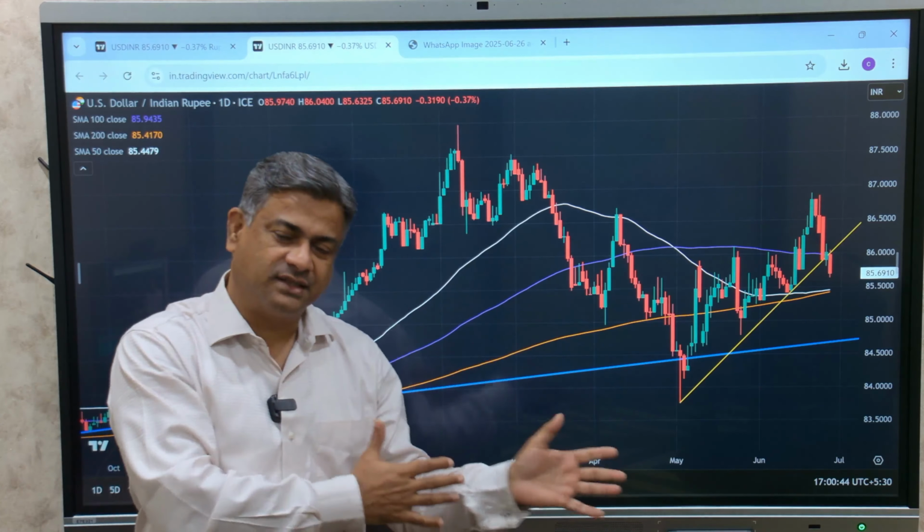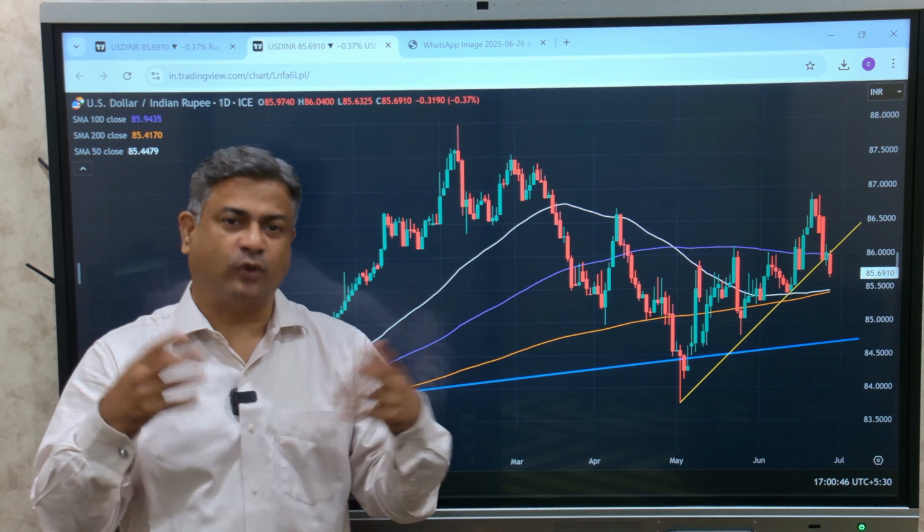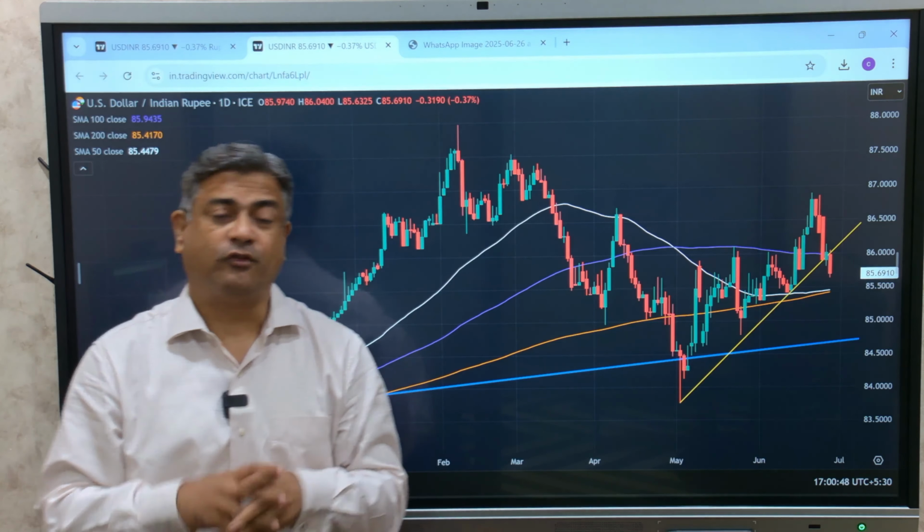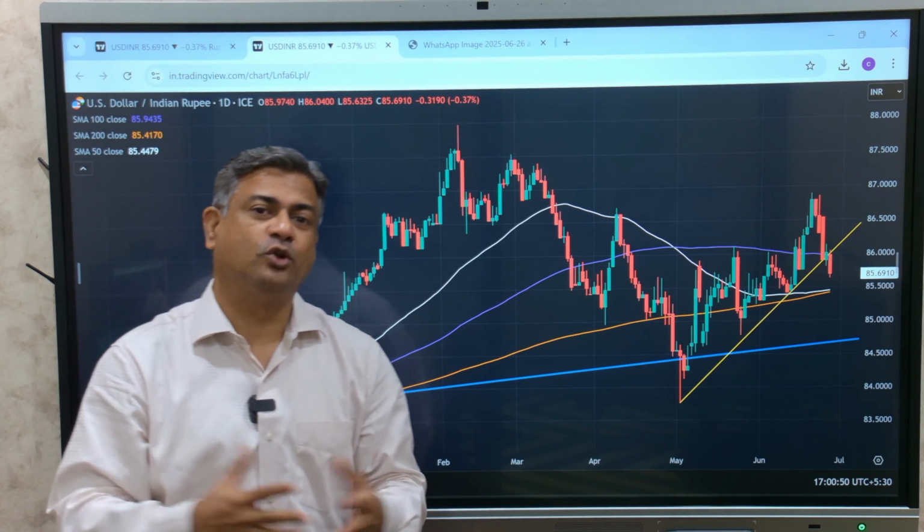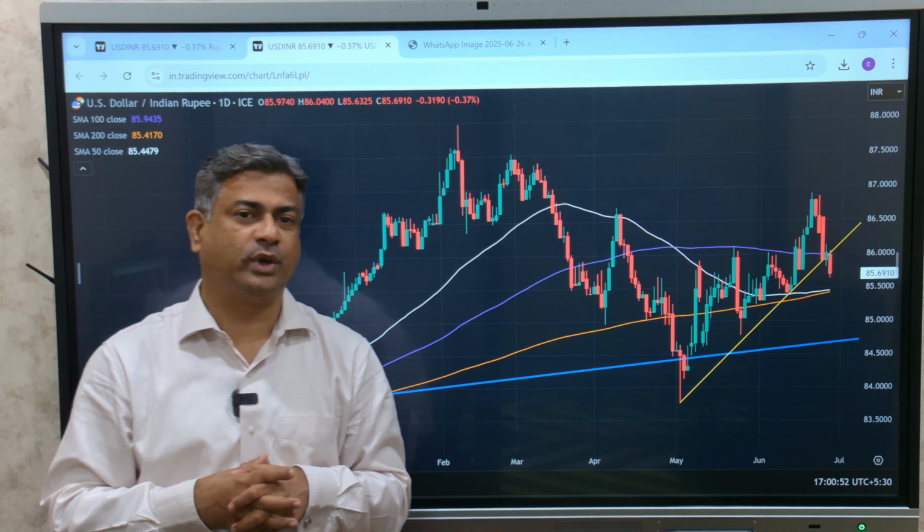Exporters, I had already suggested last week to hedge. If you have hedged, fantastic. If you have not hedged, then try and look for vanilla options rather than doing forwards.